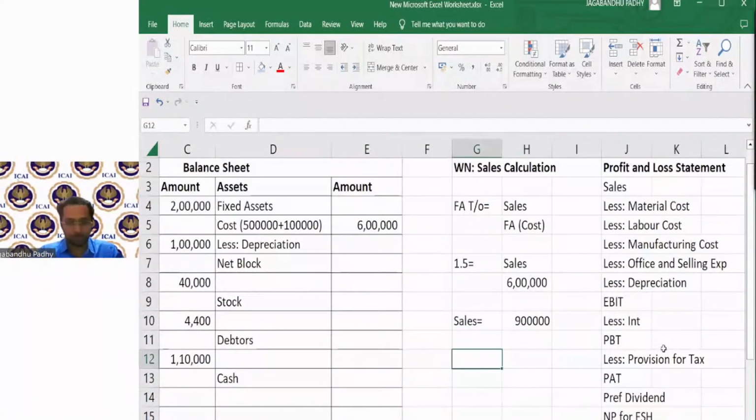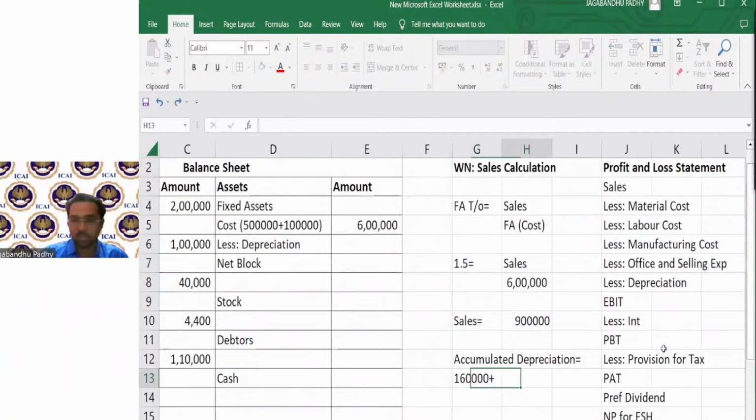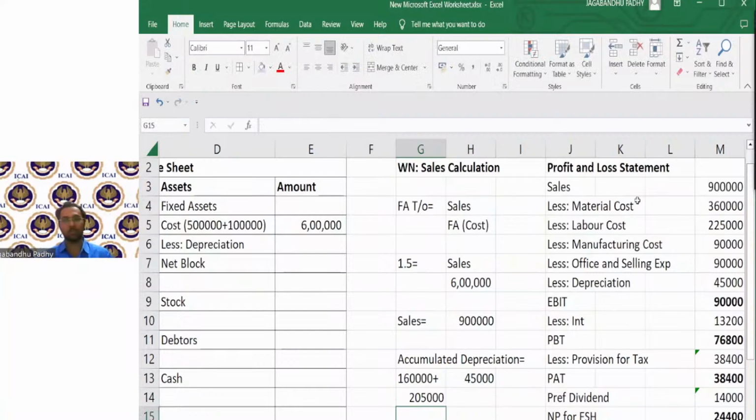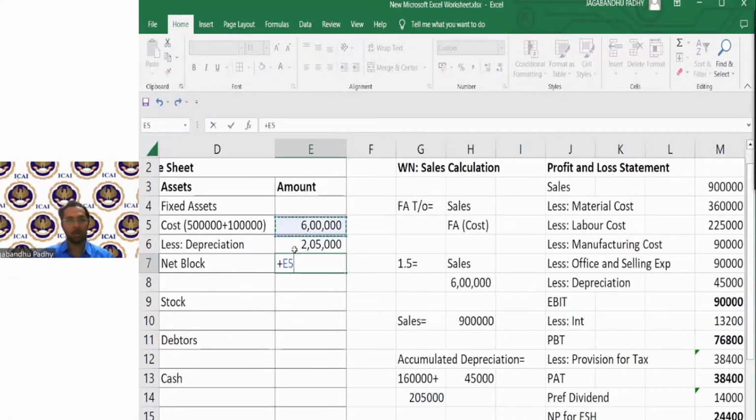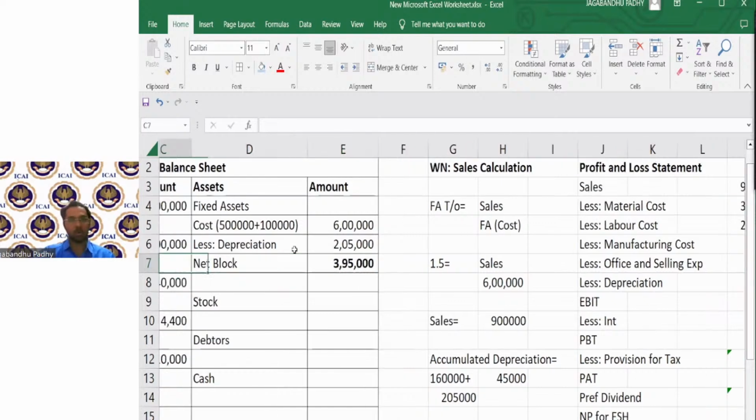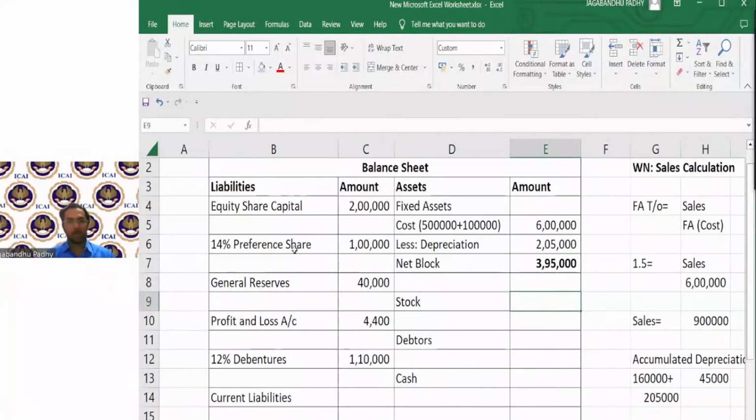Now it comes to the depreciation part. The accumulated depreciation was originally 1,60,000. Add to it the depreciation of the current year, 45,000. So 2,05,000 will be the depreciation value. And so we have a net block as the difference between both, which is 3,95,000, the amount of non-current asset. Then we have the remaining figures: stock, debtors, and the cash balance.